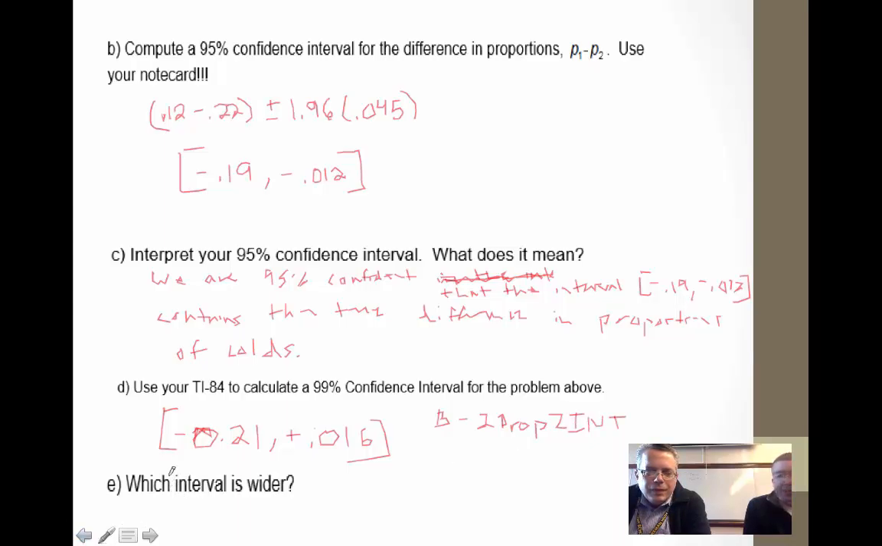So, which one was wider? The 99%. Yeah, more confidence takes a wider interval. That's easy to know.